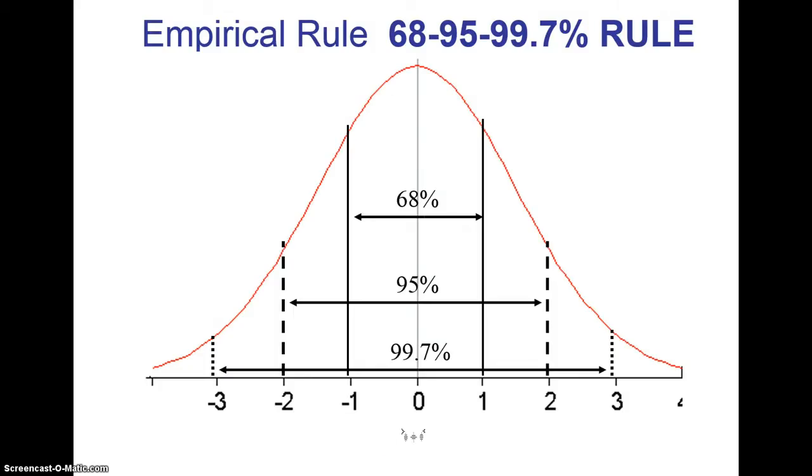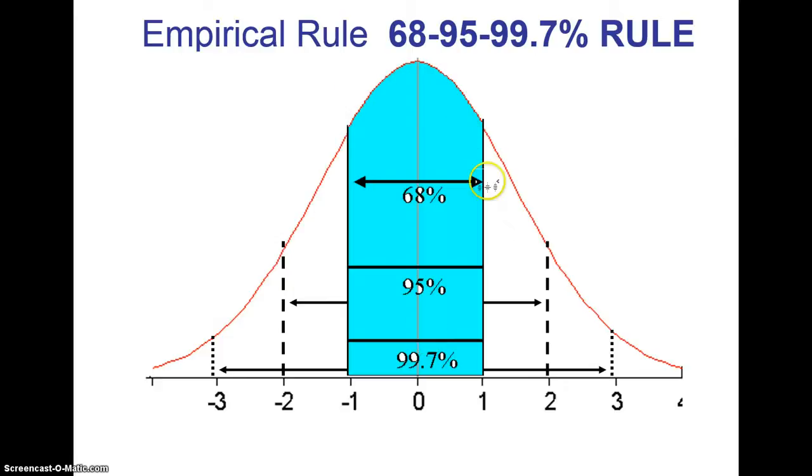Then we have the empirical rule. This is how we can use this rule to make just a rough guess about what proportion of the data falls between certain values. So what this says is that 68% of the data falls within 1 standard deviation. So 1 above and 1 below, 68% of the data falls in there.